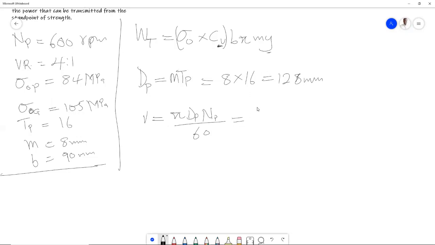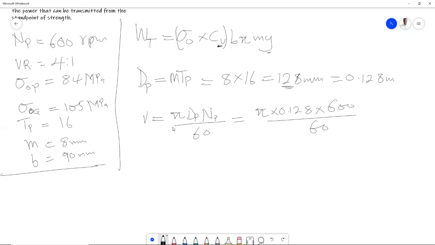And you need to note that your DP should be in meters. So over here where we are having 128 millimeters, we have to convert it to meters, which will be 0.128 meters, okay? So we substitute that into this equation, and that will give us pi times 0.128. The NP, we have 600. So 600 divided by 60.